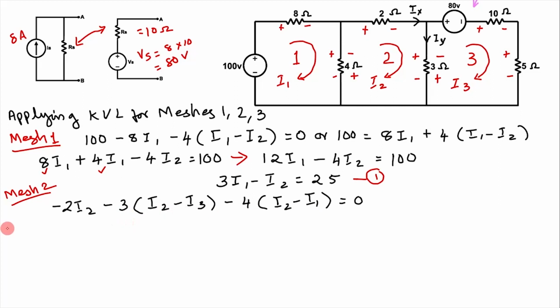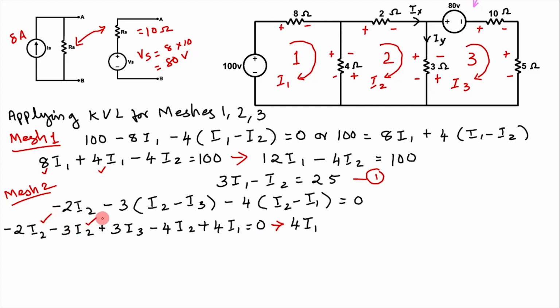Expanding this and simplifying, minus 2I2 minus 3I2 plus 3I3 minus 4I2 plus 4I1 is equal to 0. This can be rewritten as, here this 4I1, then minus 2I2, minus 3I2 and minus 4I2 can be added, and it gives minus 9I2 plus 3I3 is equal to 0, which is equation 2.